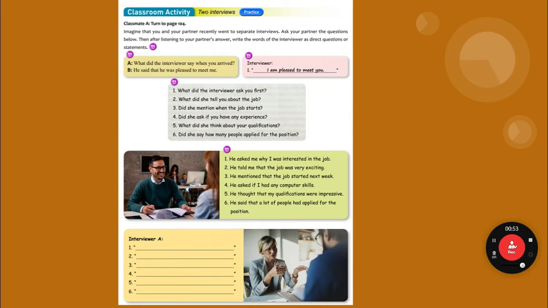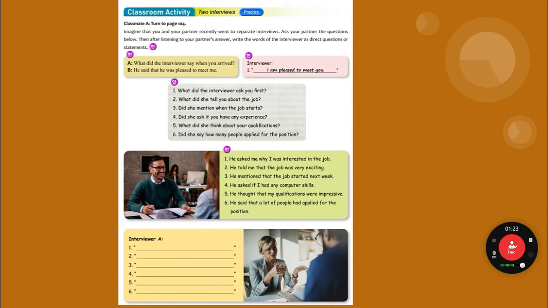Okay. Now, for page 104, you're going to write the things in the bright green box here, kind of lime green box here. Okay. Let's go over these. Listen and repeat. What did the interviewer ask you first? He asked me why I was interested in the job.